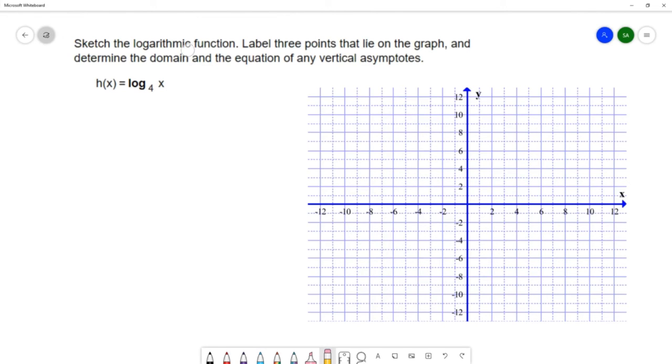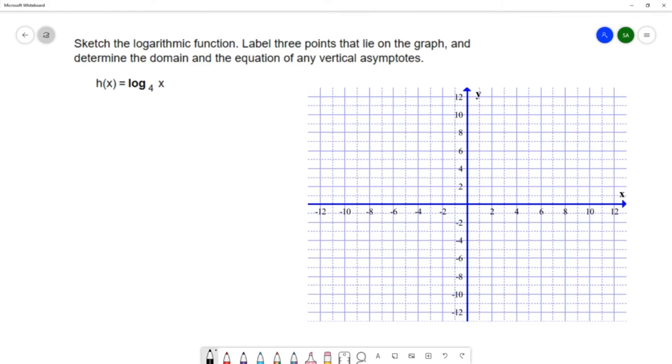Sketch the logarithmic function, label 3 points that lie on the graph, and determine the domain and the equation of any vertical asymptotes. The equation that we want to graph is h of x equals log base 4 of x. This is a logarithmic function, and as I look at it, I don't see any transformations to it, so this is just one of the basic logarithmic functions.